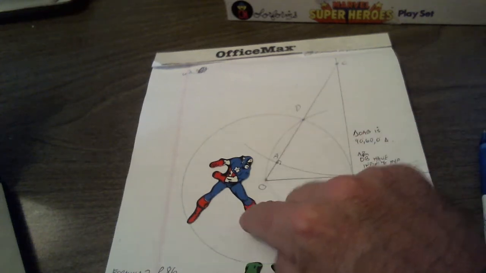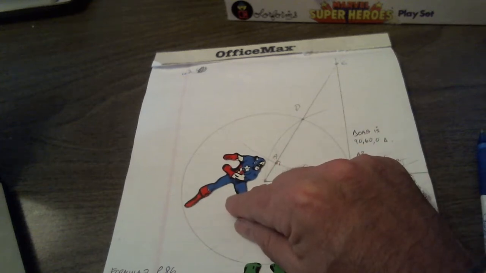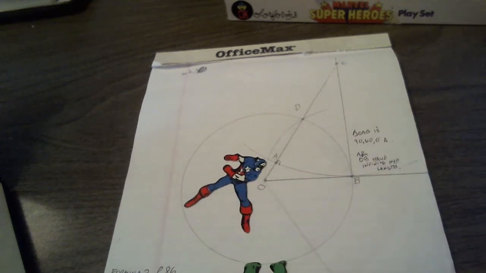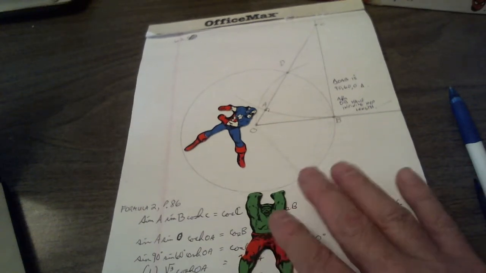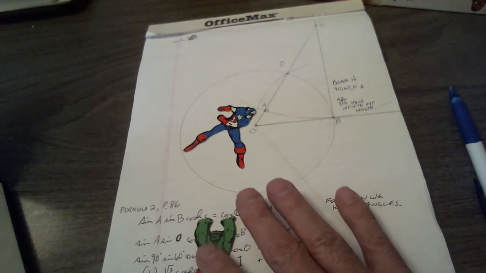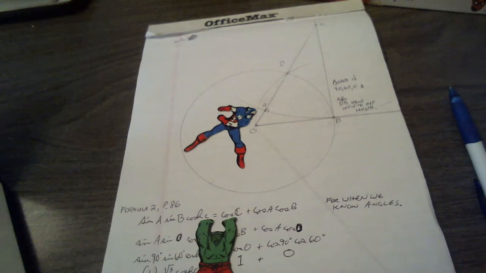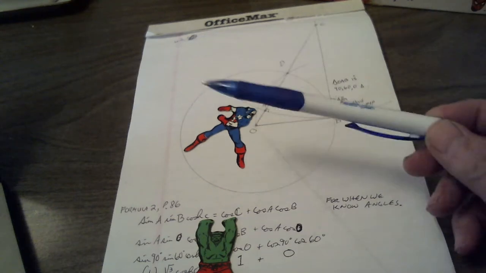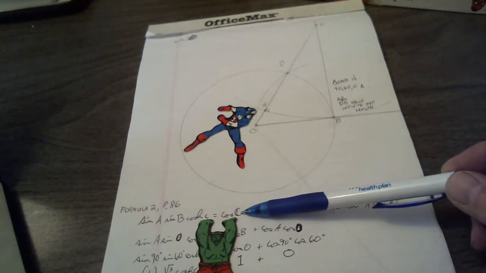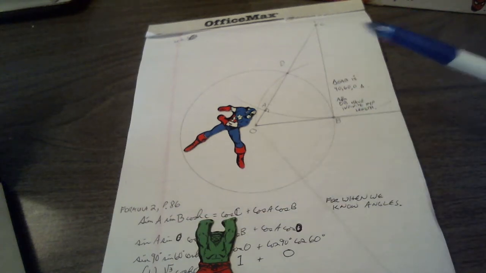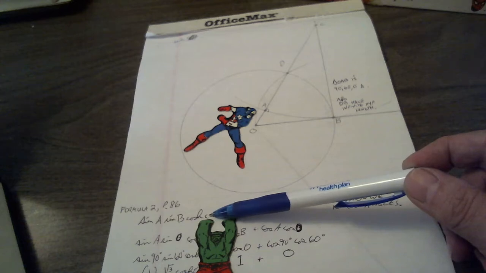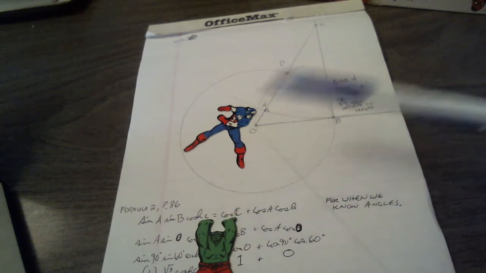However, Captain America has spied the one side of the triangle that is finite. OA is of finite length. I wonder if we can find it. Well, we'll have to slide the Hulk out of the way because he's blocking this formula, but he can hold it up. This is Formula 2 from page 86. And if you look at Formula 2, it has a little c and an uppercase C. The uppercase A, B, and C stand for angles. Lowercase stands for side length, and it stands for hyperbolic side length.